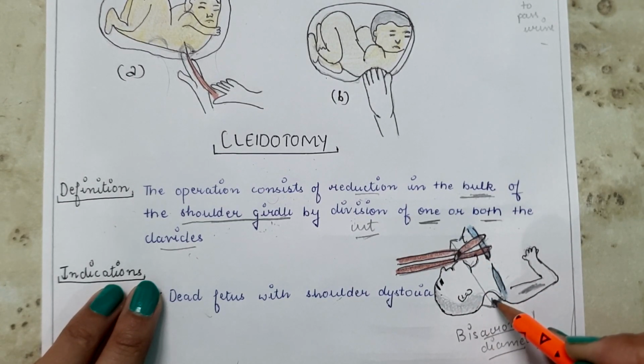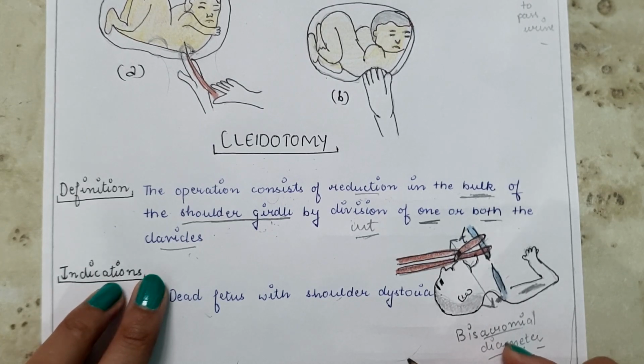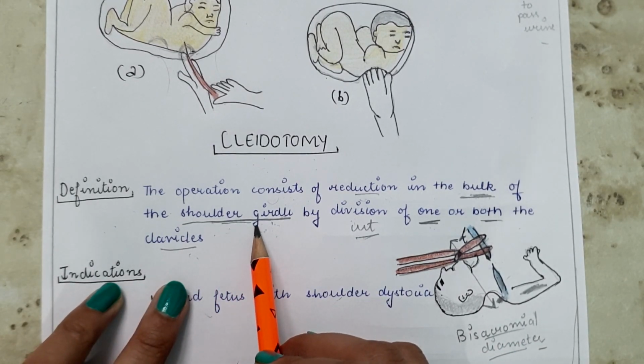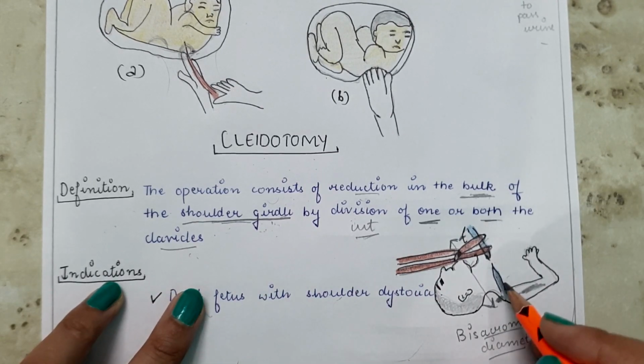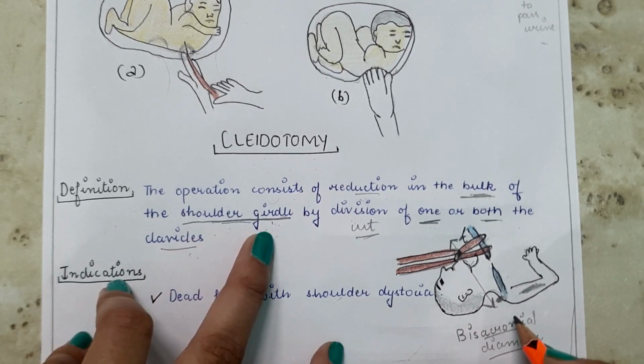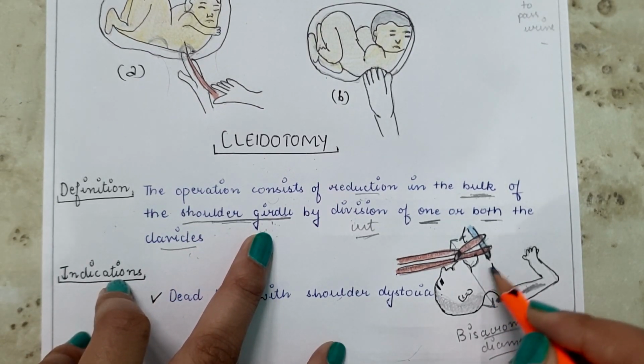What is the biacromial diameter? It is the distance between the outermost parts of both the shoulders, so that the fetus can easily deliver through the birth canal. And here one word is given: shoulder girdle. The shoulder girdle consists of two types of bones. One is the clavicle and the second one is the scapula. It actually helps to connect the upper extremities with the axis of the body.